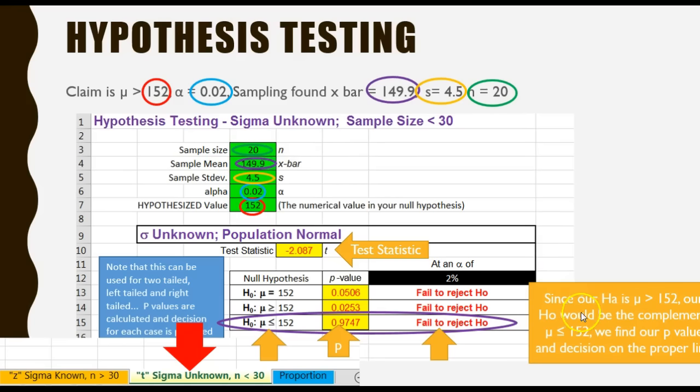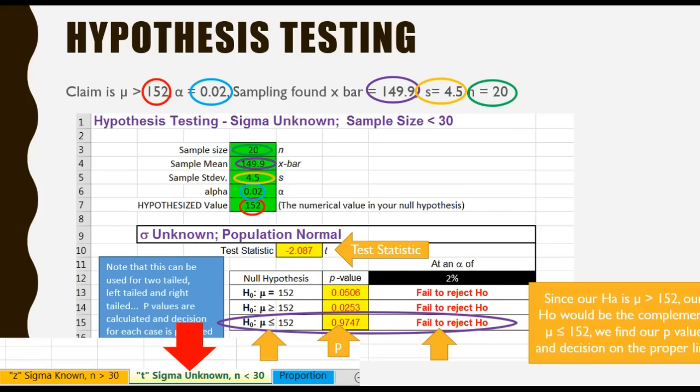Remember, since our alternative was that the mean is greater than 152, our null hypothesis would be that it's less than or equal to 152. It's the complement. So we're going to look down here. For less than or equal to 152, the p-value is 0.9747. It's greater than alpha, much greater, so we fail to reject.